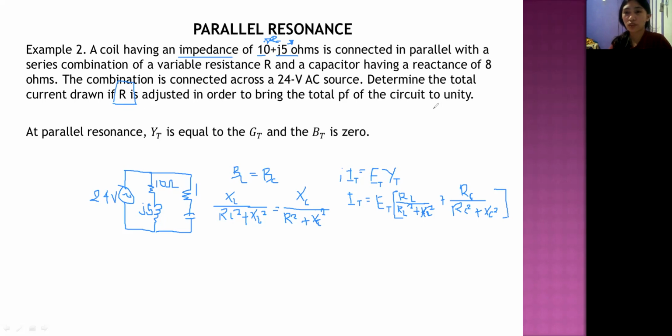In order for us to have a power factor of unity, we choose R, and the capacitor having a reactance of 8 ohms. Here the inductive reactance we have is 5 ohms, the resistance is 10 ohm, and the variable resistance R is connected in series with the reactance of 8 ohms.